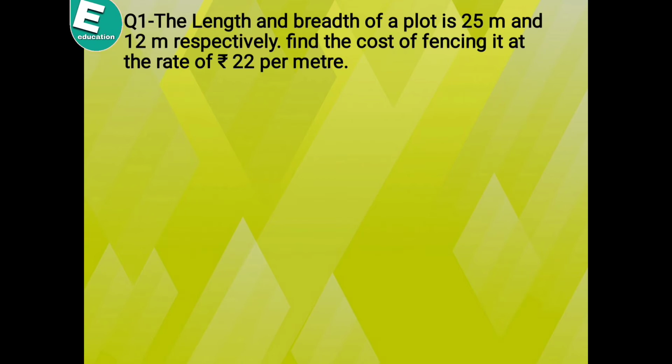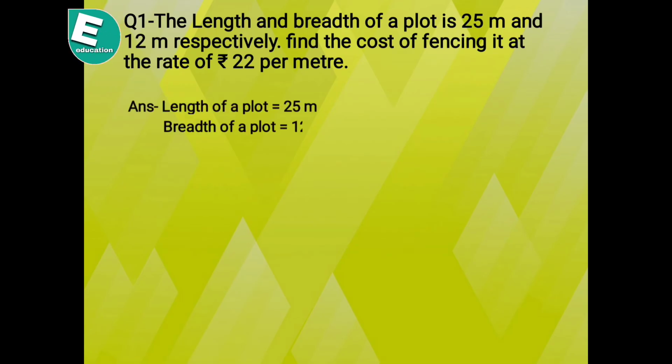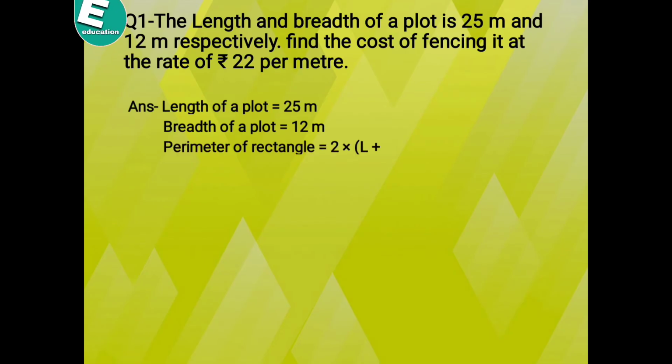Here the length is given, which is equal to 25 meter, and breadth is equal to 12 meter, and we have to find the cost of fencing at the rate of 22 per meter. So start writing. Length of a plot is equal to 25 meter. Breadth of a plot is equal to 12 meter. We know perimeter of a rectangle is equal to 2 multiply (length plus breadth).